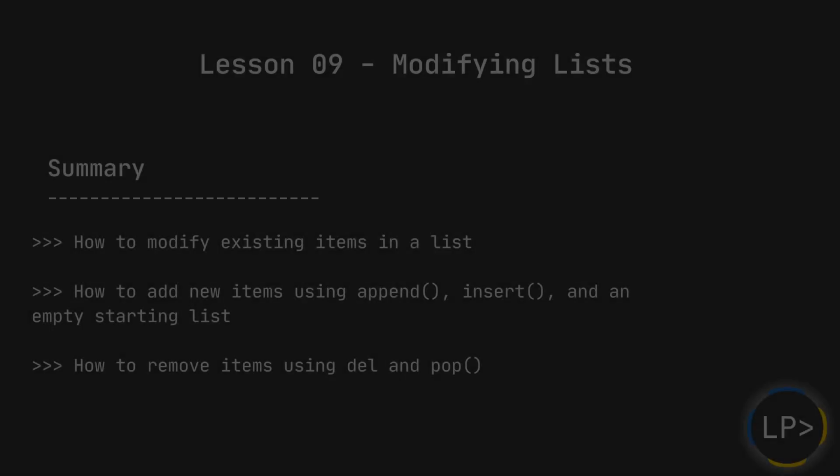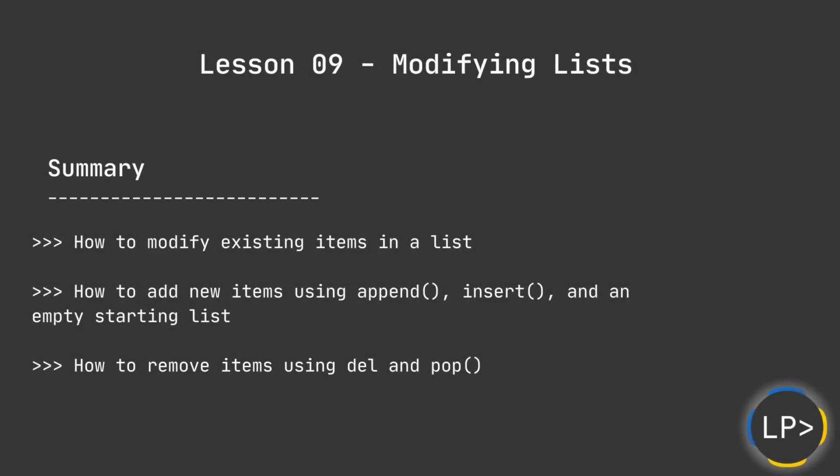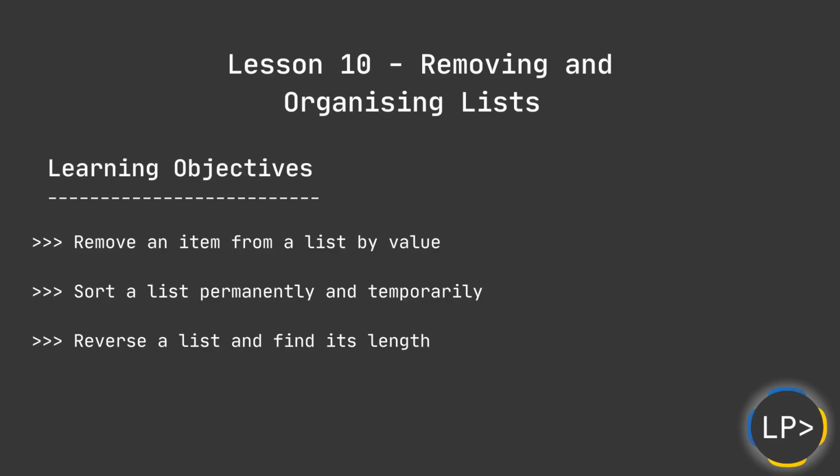Hello and welcome to Learn Python. In the previous lesson 9, we looked at how to modify existing items in a list, how to add new items using append, insert and an empty starting list, and finally how to remove items using del and pop. In the current lesson 10, we will learn how to remove an item from a list by value, how to sort a list both permanently and temporarily, and finally how to reverse a list and find its length.